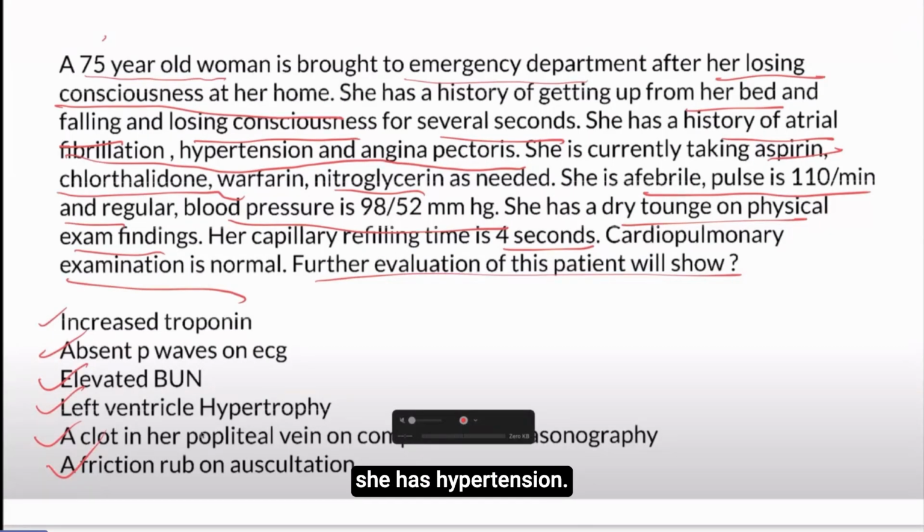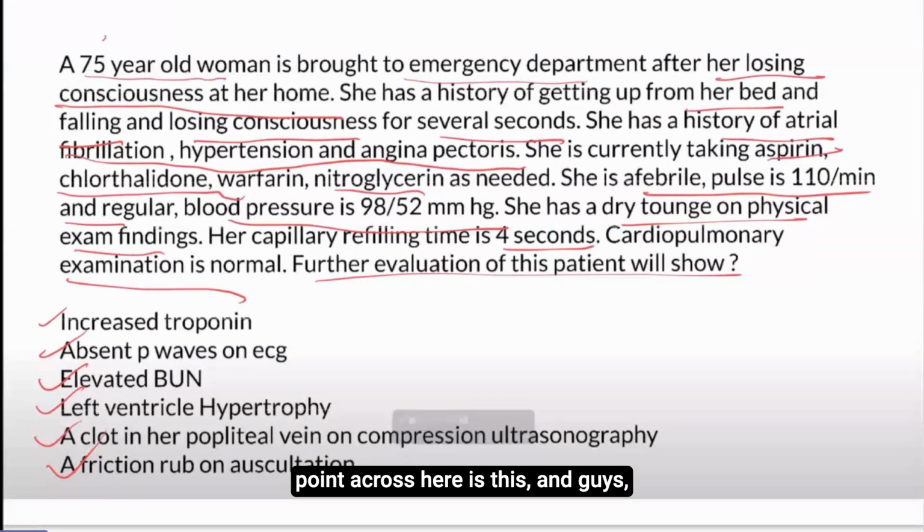Somebody said LVH, she has hypertension. So let me ask you a question. If you look at her history, couldn't she have LVH, left ventricular hypertrophy? So what I'm trying to bring across here is this. And guys, I know you're raising your hands. We can do a personal Q&A later on. You can just type in the chat. This is the question we had. We'll solve this question later, but I just wanted to show you this is how a typical USMLE question looks like.